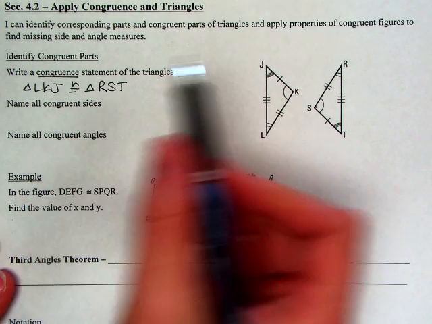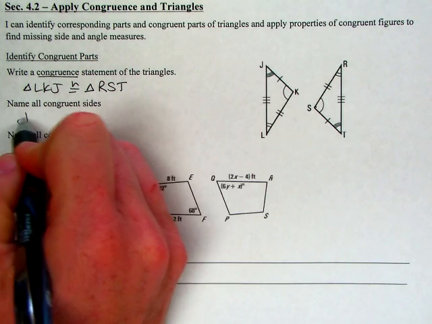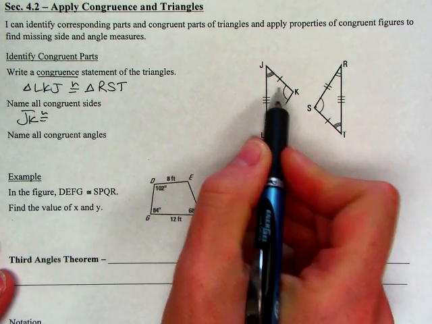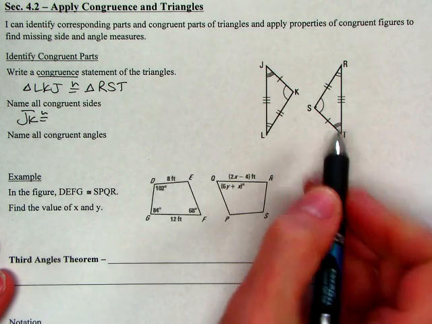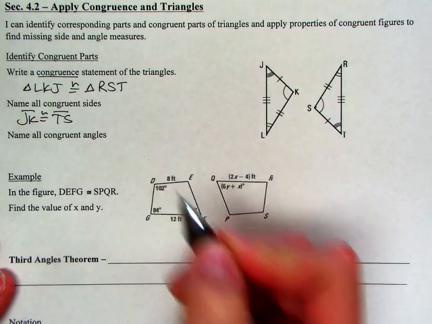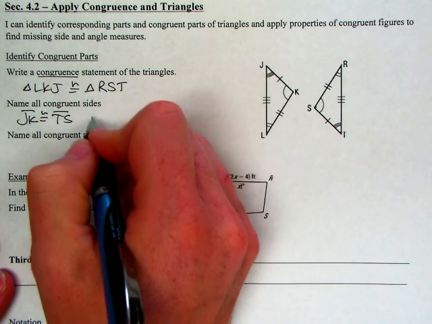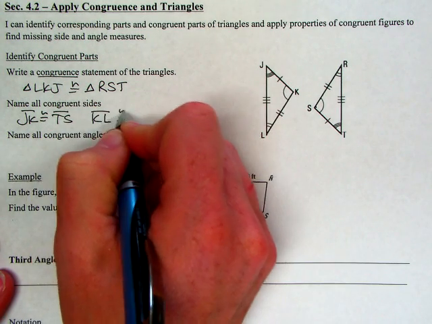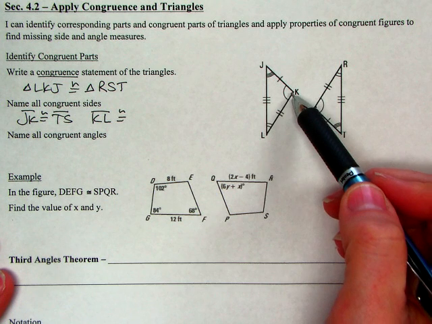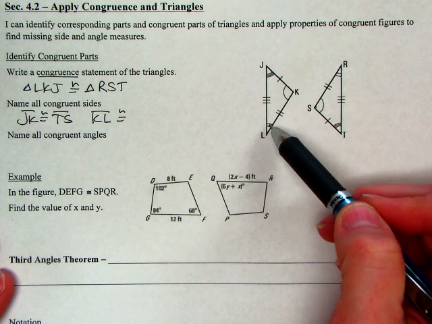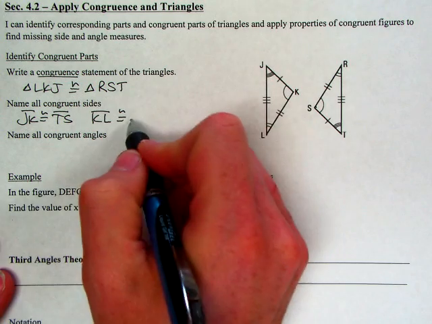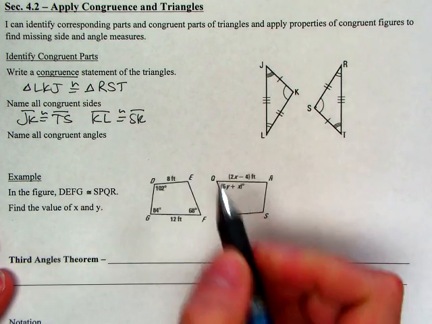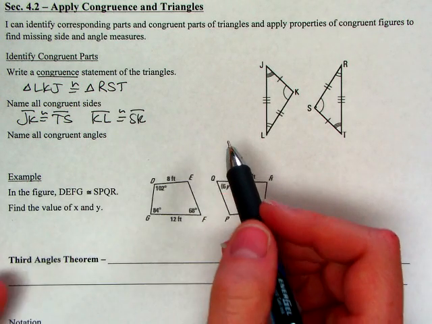So I'm going to start with JK, which has 1 tick mark on it. So when I come over here, I need to find the one that is 1 tick mark, TS. Another side, KL, is congruent to, and now I went from K to L, so I went from the 1 angle to the 2 angle. So I got to start at the 1 and go to the 2. So SR. And letter placement is important because you're telling people what goes with what.